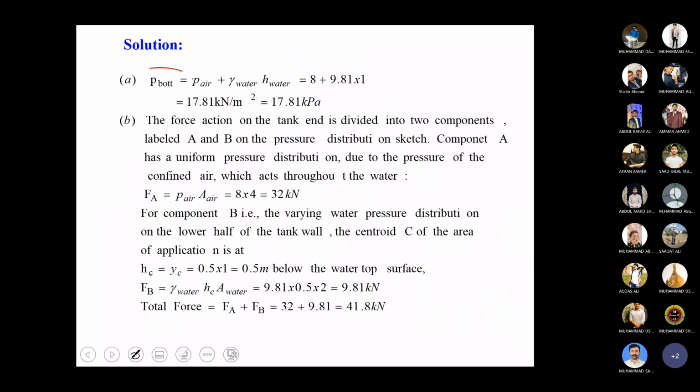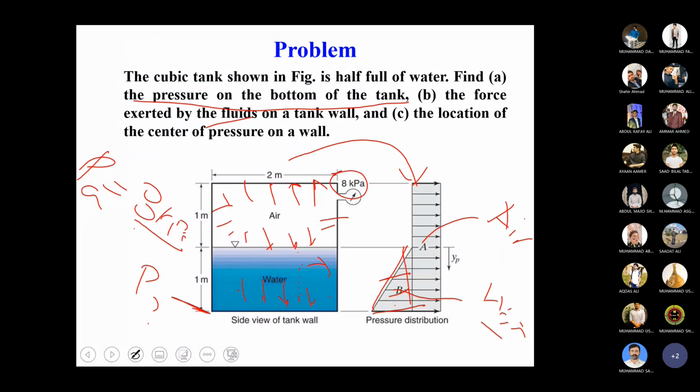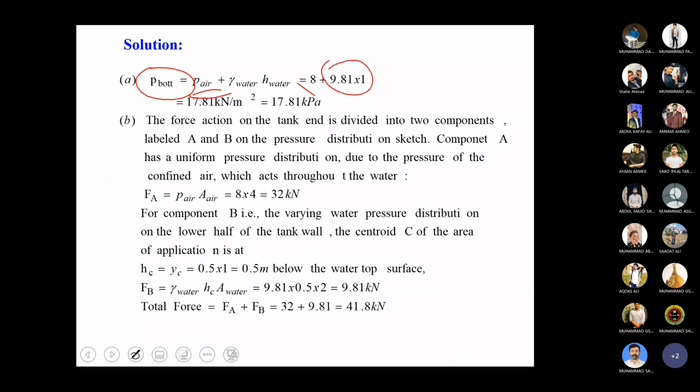First of all, pressure, it's very simple. Pressure of air is already provided, which is 8, and pressure due to water at this point, P is equal to gamma H. Okay, and what would be the value of H here? 1 sir. 1 or 2? 1 sir. Very good. So 9.81 times 1. So using this formula, we can find pressure at the bottom.